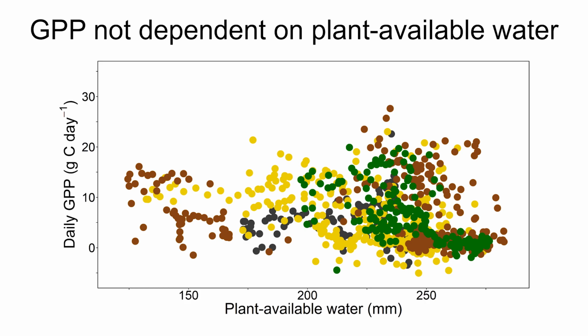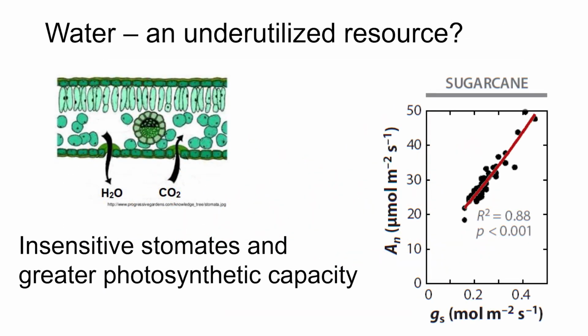So I started thinking about that from the perspective of water: is there something we can take advantage of? Is water something we can actually use to help us increase yield? And the reason why I'm thinking about that is based on this relationship. Here on the x-axis is stomatal conductance, and you can think of stomatal conductance as flow of water out of the plant. So that's water loss.